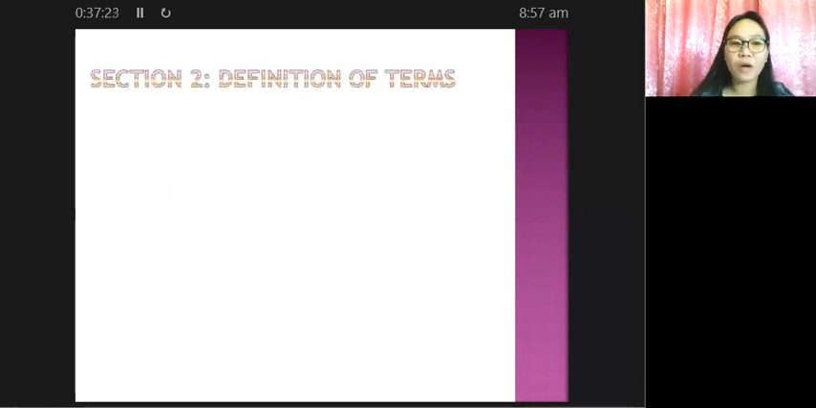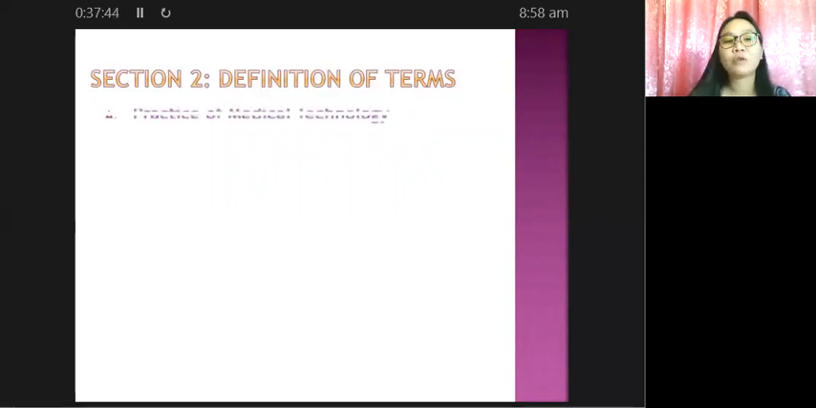Another section, we have Section 2. This talks about the definition of terms. Again, what particular law amended Section 2? Yes, very good. Presidential Decree 498. Okay, amended by 498. The first one, actually, is the only definition that was amended.